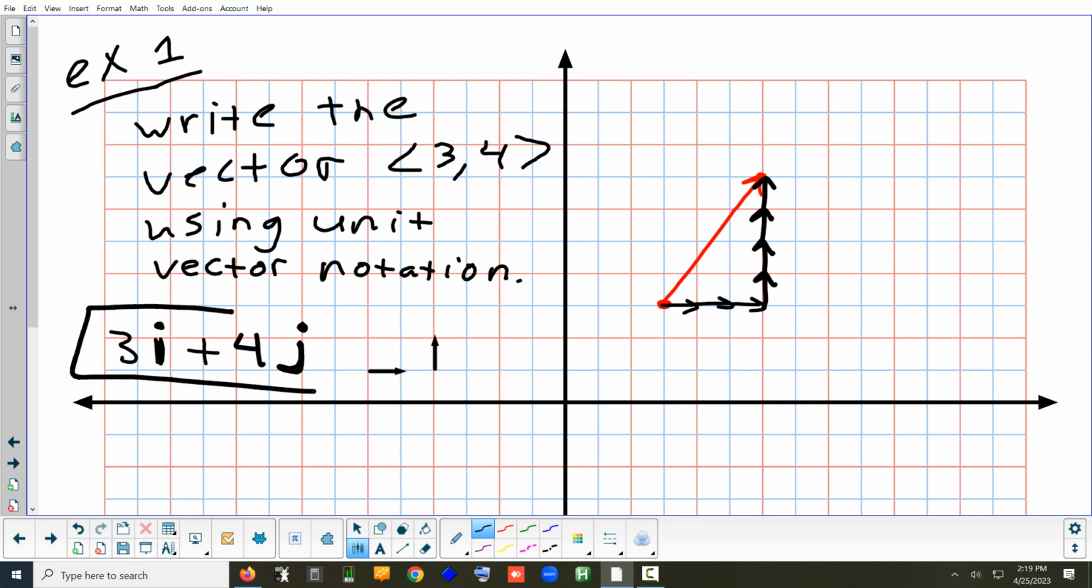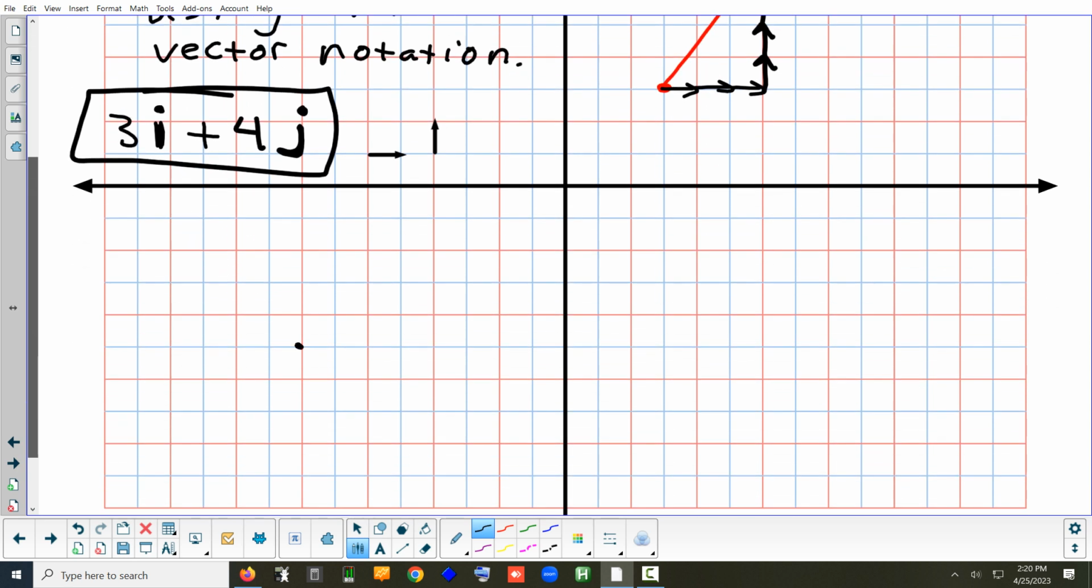And that is the final way that we're going to write vectors. That's called unit vector notation. It's basically just like we learned yesterday with these angle brackets. The difference is you take the comma away, take the angle brackets out, put an I after the 3, and put a 4 after the j. And that's how you write a vector with unit vector notation.